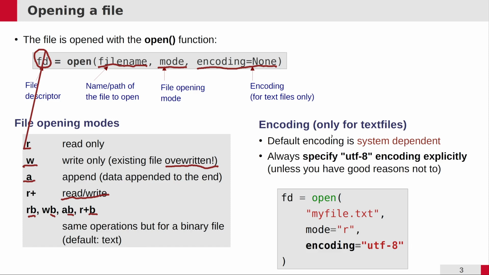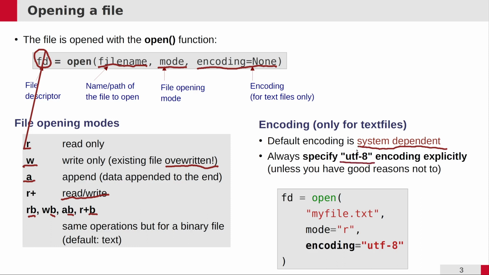If you have a binary file, you cannot specify any encoding, but for text files you can, and actually you not only can, but you should specify the encoding. The reason is that the encoding is system dependent, and if you don't specify it, many things can happen. Therefore, my advice is always specify the encoding and always use the UTF-8 encoding.